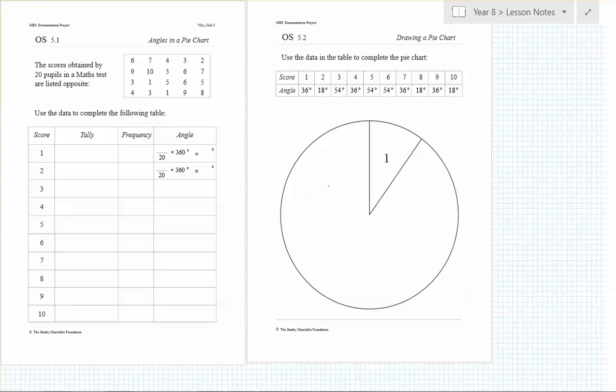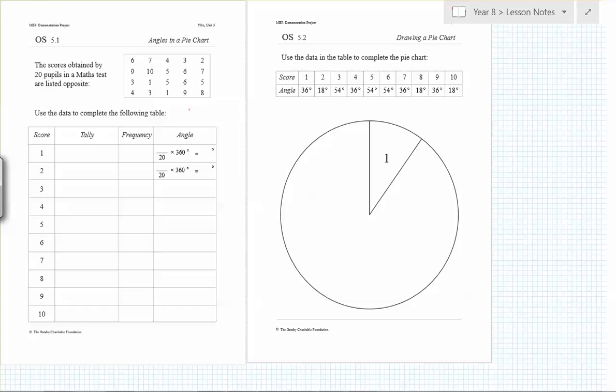Yeah, the whole thing. A pie chart, if you're going to do any calculations at all from a pie chart, you have to know what in total the pie chart represents, and then you can figure out what each thing is worth. Okay? So, for instance, let's have a look. It says, the scores obtained by 20 pupils in a maths test are listed in that square. Alright? So, we're going to do a tally chart just quickly.